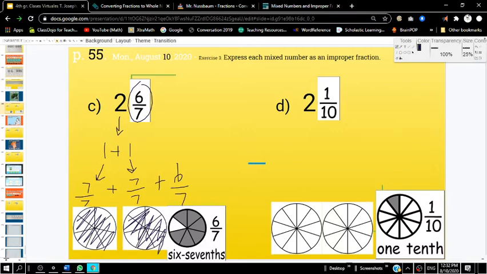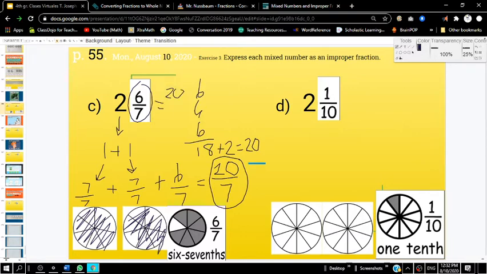So what we're basically doing is adding the numerators, 7 plus 7 plus 6. Well, I know that 6 plus 6 plus 6 equals 18. And if we add 2 more, that's going to equal 20. So my final answer is 20/7. In other words, 2 and 6/7 equals 20/7. The same number, exactly the same.